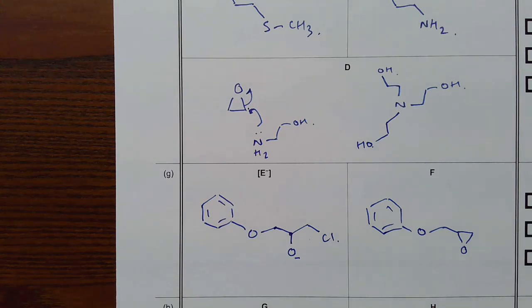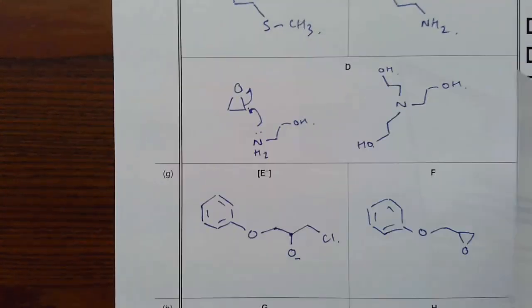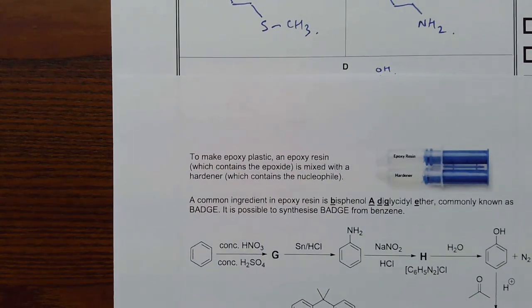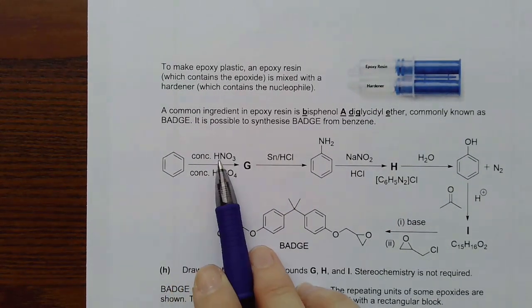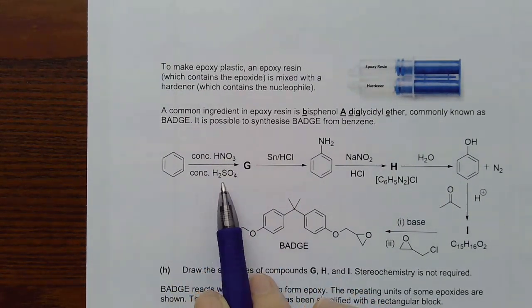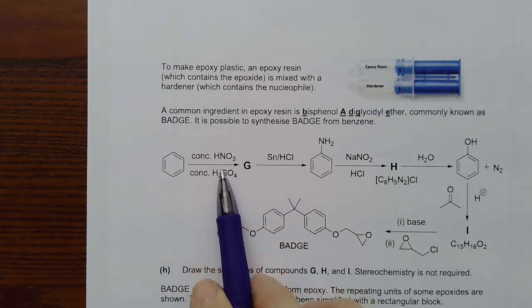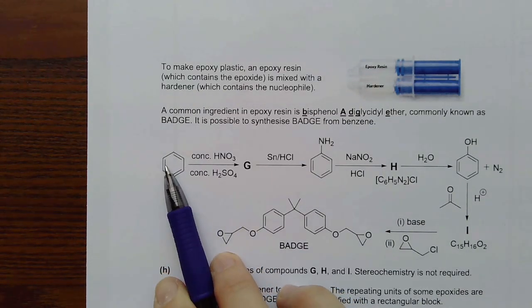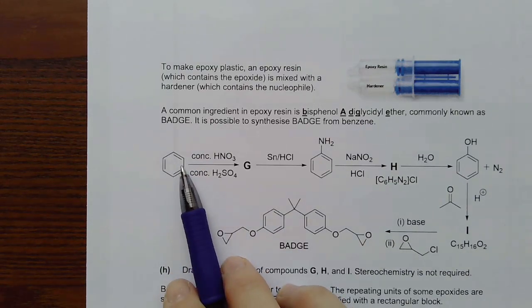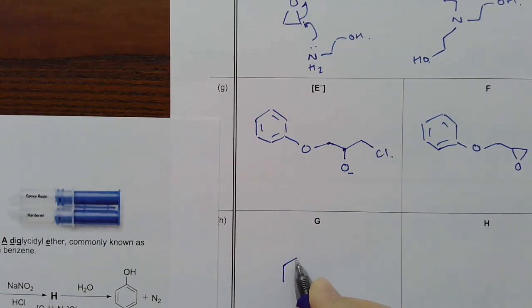Okay, all right. And then we get to the last page of this question. So we are now onto part H, and we have this epoxy plastic reaction scheme. So we have our concentrated nitric acid, concentrated sulfuric acid. Very, very common reaction. So this produces the nitronium ion, which is used for electrophilic substitution of benzene rings for nitrobenzene. So it's worth just knowing that if you have those reactants, that is what you form.